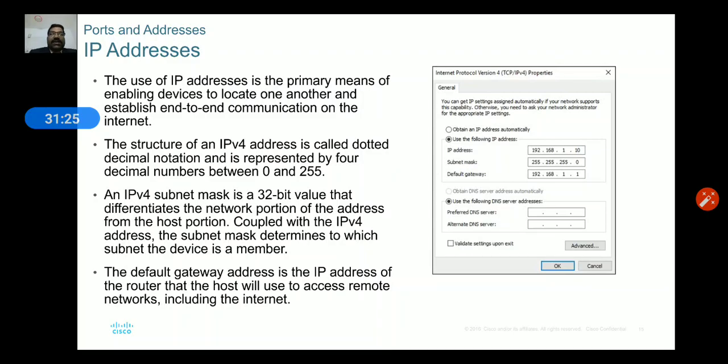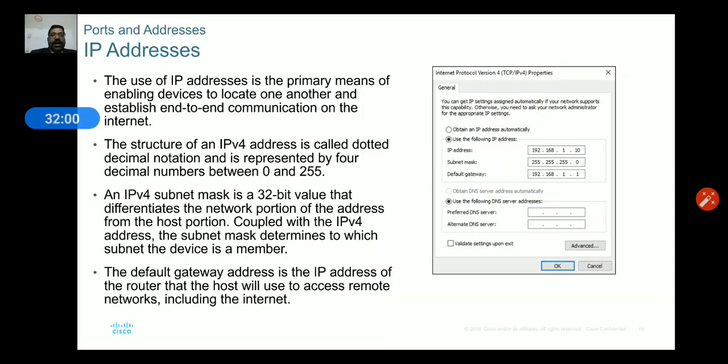What is the use of this subnet mask? This subnet mask differentiates the network portion and the host portion of the address. If you see, the IP address contains two portions. One is the network portion, another one is the host portion. So how will the devices, router or any other devices identify which is the host portion and which is the network portion? For that we will use the subnet mask. The ones in the subnet mask represent the network portion.